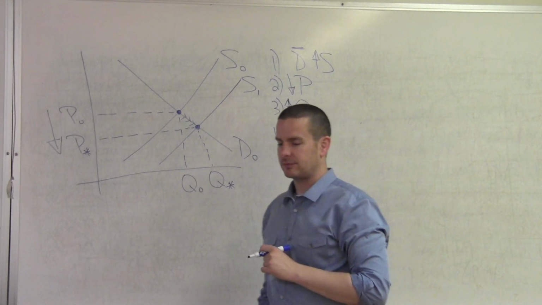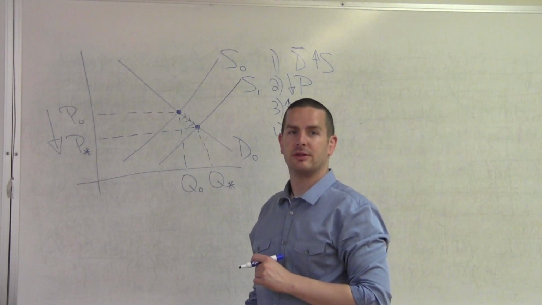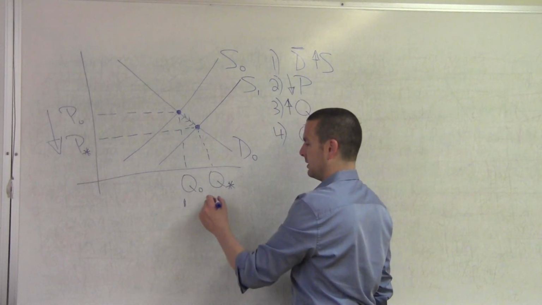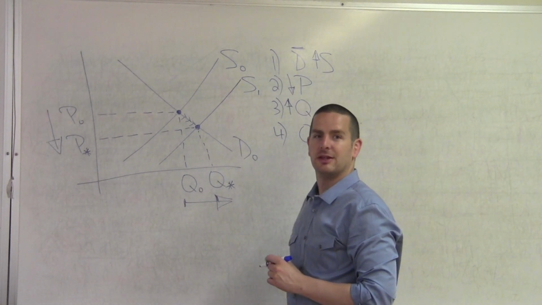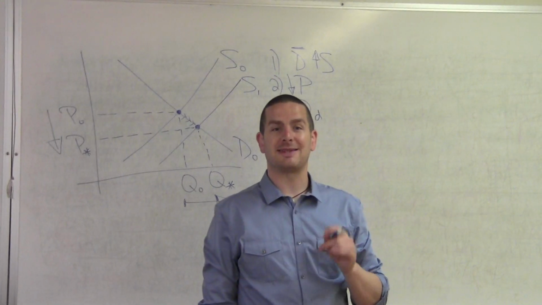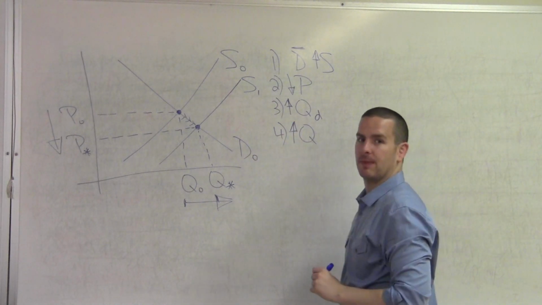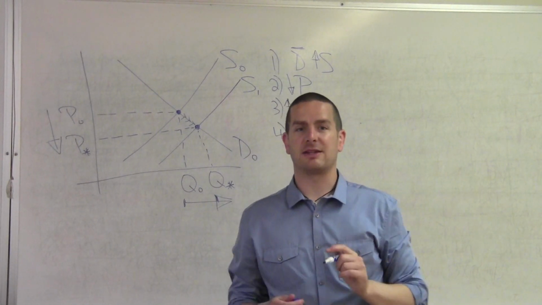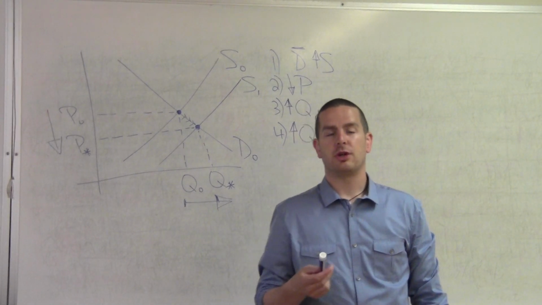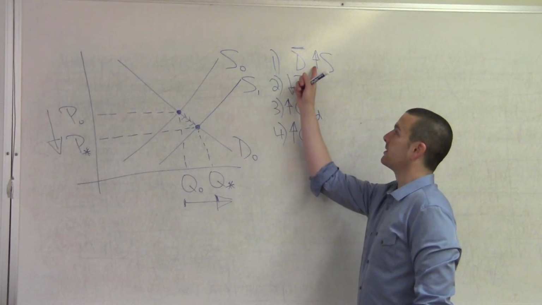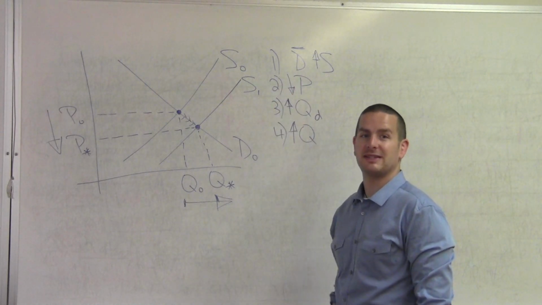Finally, what's happened to the overall quantity of economic output? Well, we were here, now we're here, so it's increased. The overall quantity of economic output has gone up. So, what would be the impact of abolishing the minimum wage? The impact of abolishing the minimum wage would be supply goes up, demand stays constant. That would cause prices to go down.